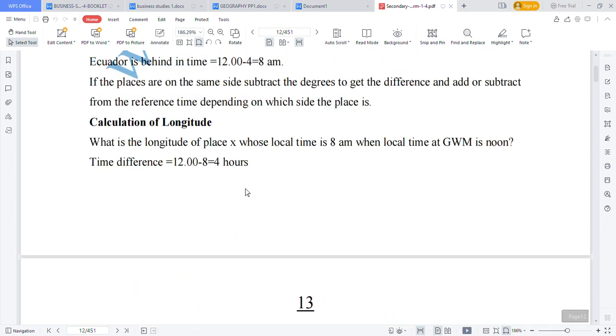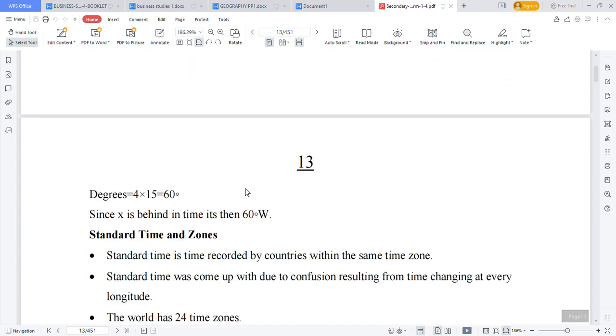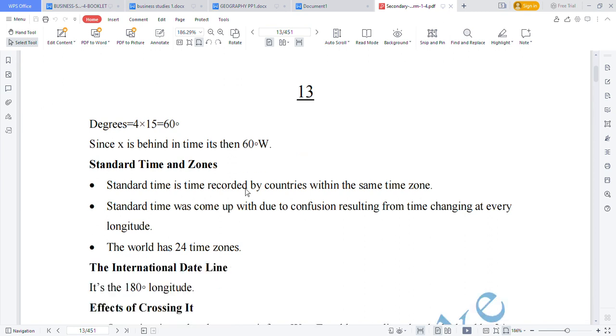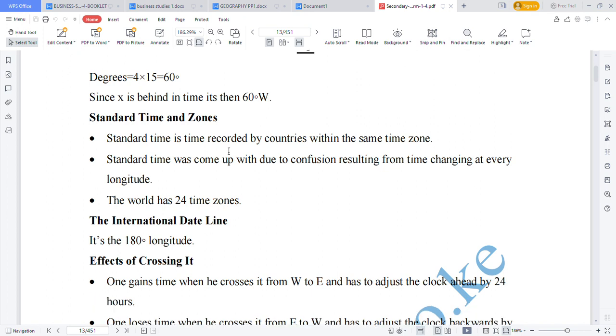We're going to have calculation of the longitude. It is not in order for me to dictate calculations. Calculations need to be done practically as you ask for questions.